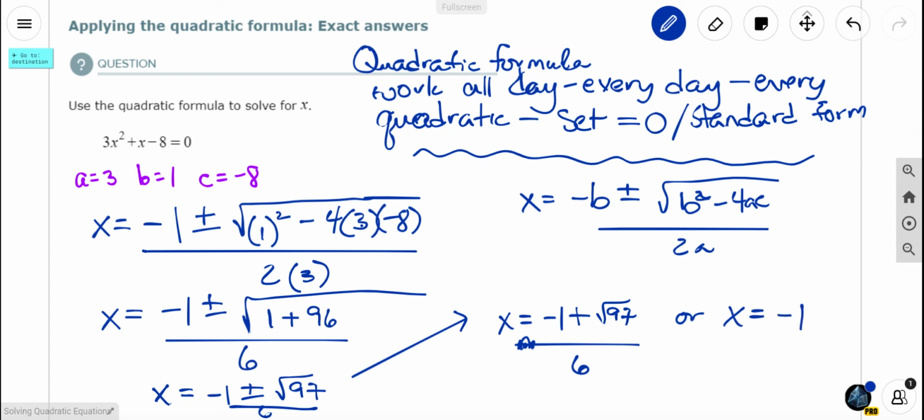Negative 1 minus the square root of 97 over 6. Those are your two answers, and that is how you express them as well. Sometimes they'll have you separate these into two different fractions. I don't know if Alex wants you to. I am used to this, but sometimes people do this. Just be aware in case Alex teaches it that way. Okay, next.